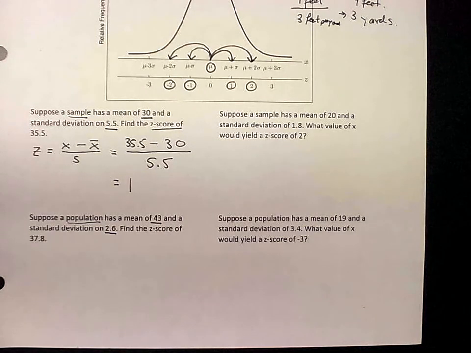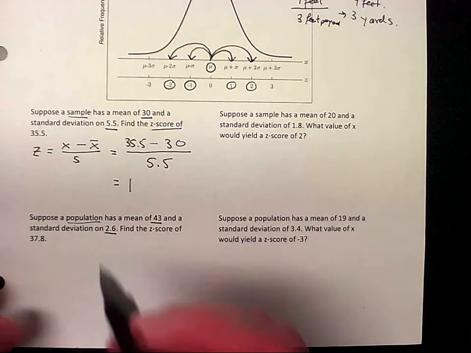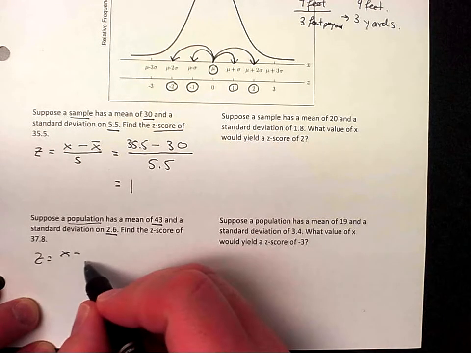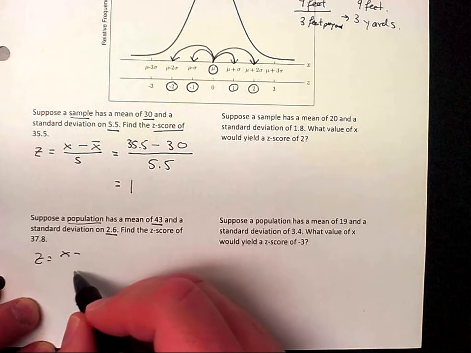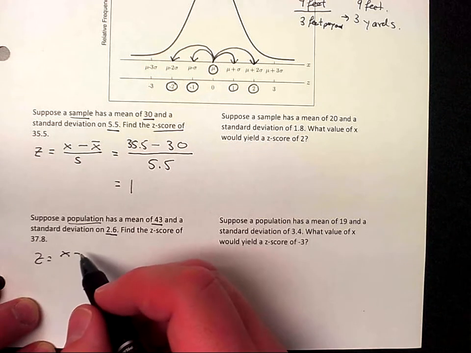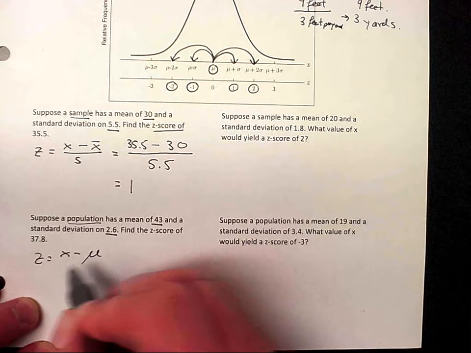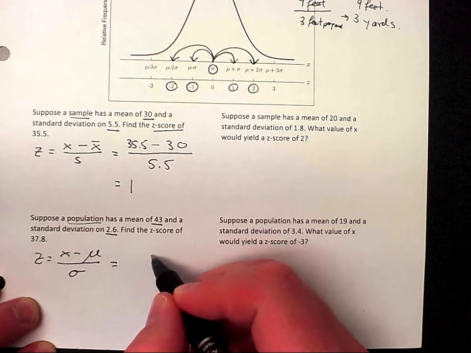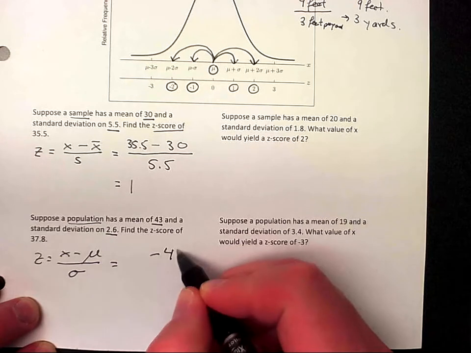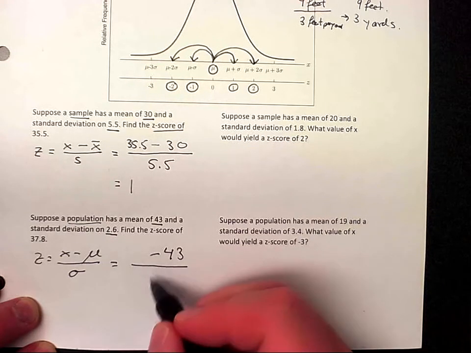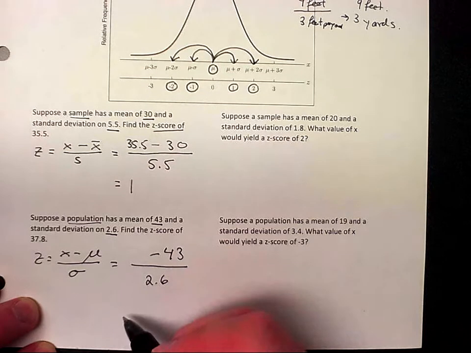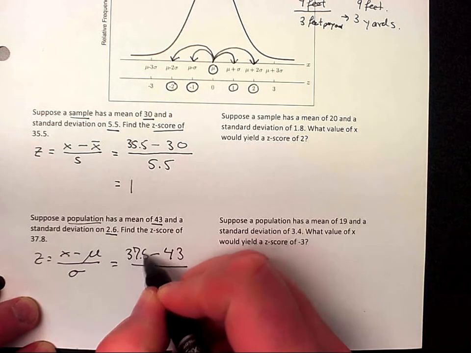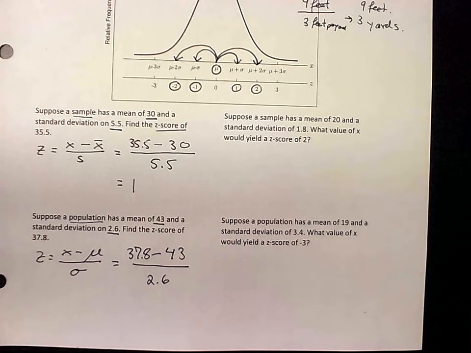All right, does everybody have an answer for this problem? All right, so now we're going to have z is equal to x minus... let me first write down the general formula. Which one am I going to use? For population, for sample? Good. Mu for the population over sigma, which is our standard deviation. So we're going to plug 43 in for mu, 2.6 in for the standard deviation, and then we're going to find the z-score of 37, so we plug that in for x. And we get this right here.